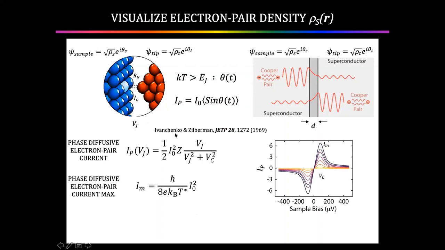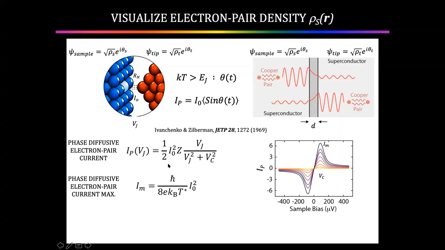In the late 1960s, Ivanchenko and Zil'berman described for a low capacitance junction how that could happen. You can apply a very tiny voltage, a few microvolts. If you do that, then although the phase is oscillating wildly out of control, the mean value of this function is not zero. So there is some electron pair tunneling at the tiny applied voltage.